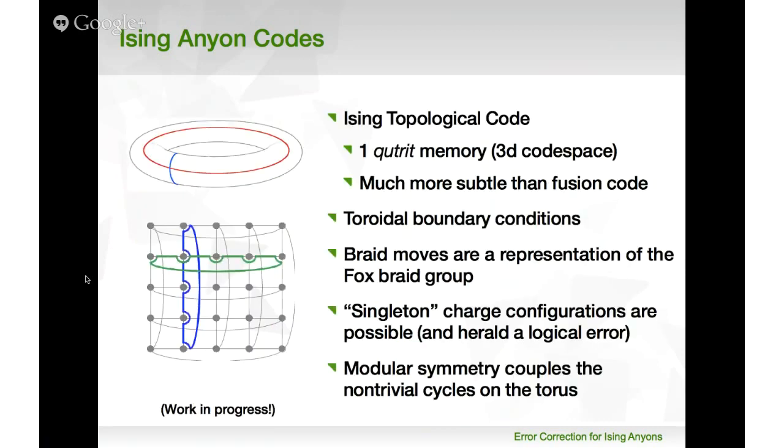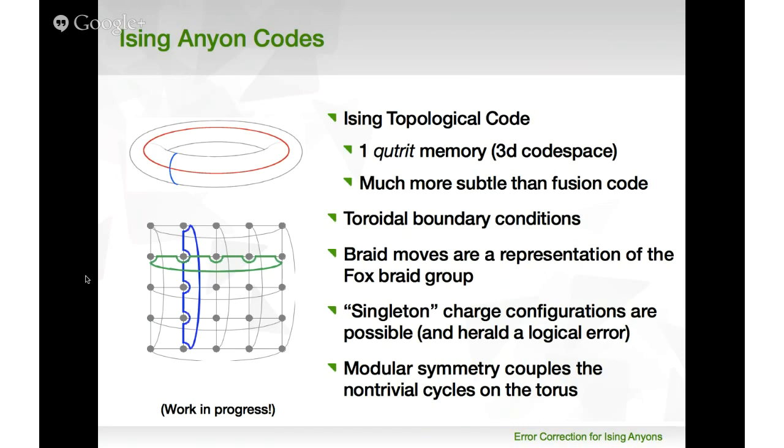There's a second code that we can define, which we're not going to go into details about here, because this one is still work in progress. We are not done with the numerics yet. This one is a little bit more natural in analogy with the toric code. Here, we don't have spherical boundary conditions, and we're not working in the fusion space. But much like the toric code, we're working in a degenerate space, which arises from the topological considerations. And the logical operators are, much like the toric code, associated with non-trivial, non-contractible loops around the torus. So this one's more natural in analogy with the toric code, but it's more subtle than what we were calling the fusion code on the previous slide.